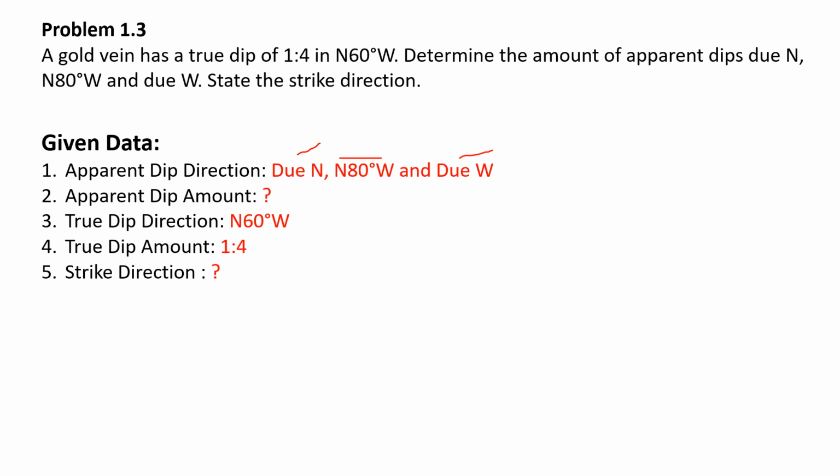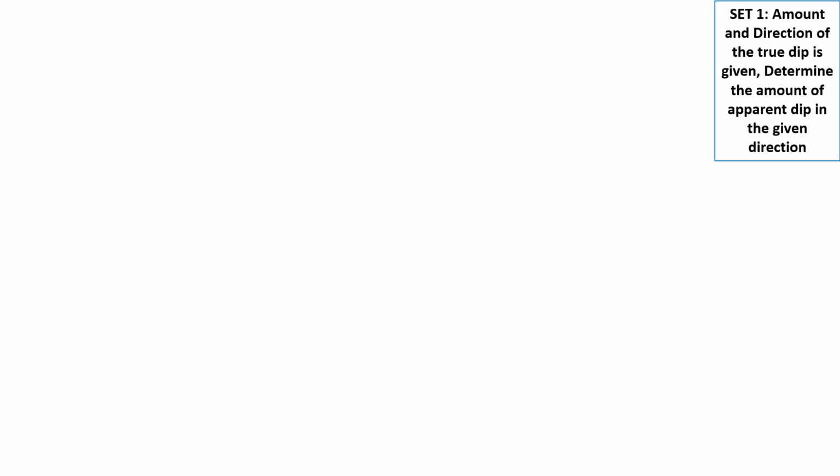Whenever the word due comes and only one direction is given, the meaning of that is it's on the same line. The meaning of due north is on the north line itself. Meaning of due west is on the west line itself. If they give due east, then the meaning of that is it's on the east line. Same way, if it is given as due south, the meaning of that is on the south line itself. Okay, so we'll solve this problem.